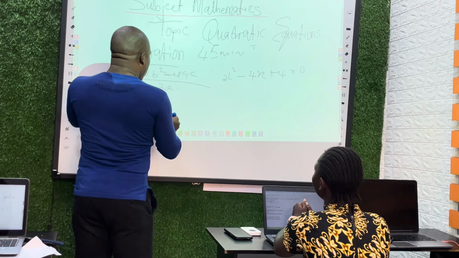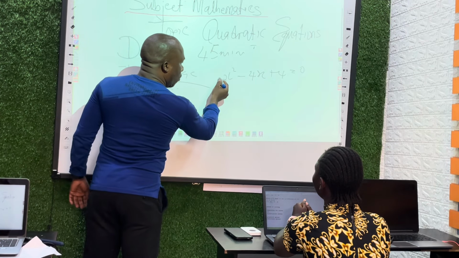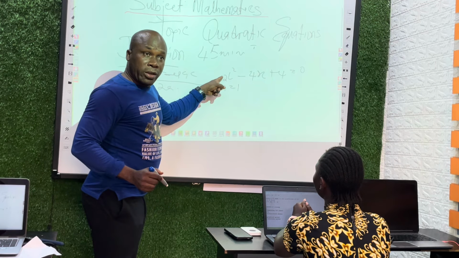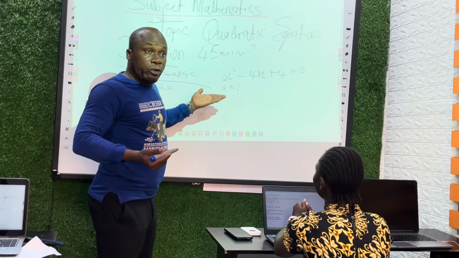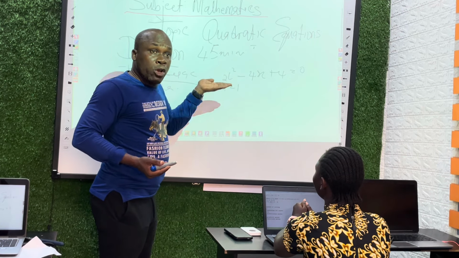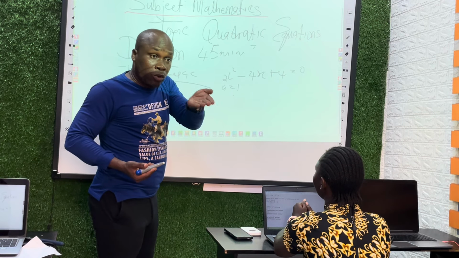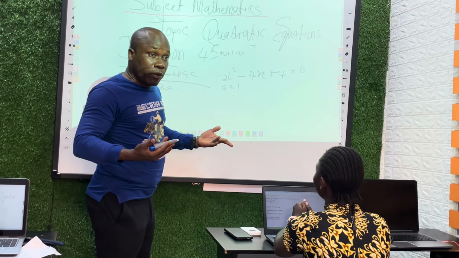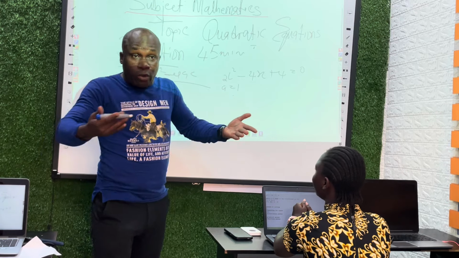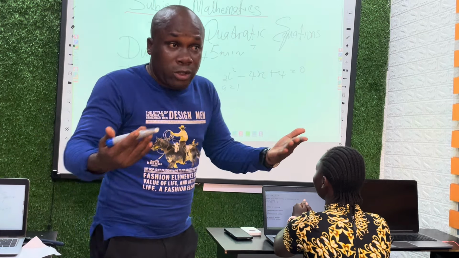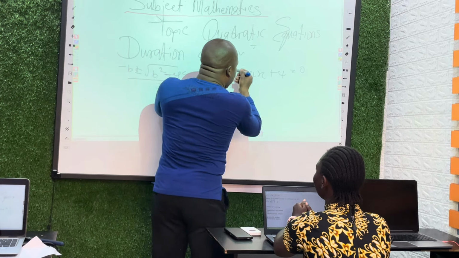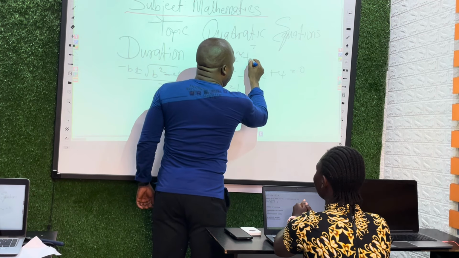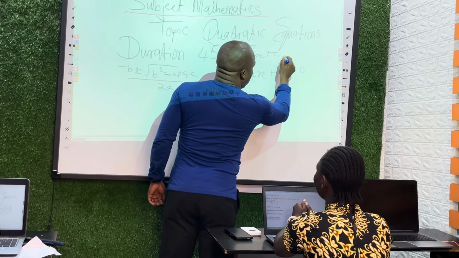So here our a is 1. That's the coefficient of x squared. Because if you relate this equation to the form of a quadratic equation, you relate it with ax squared plus bx plus c equal to 0.